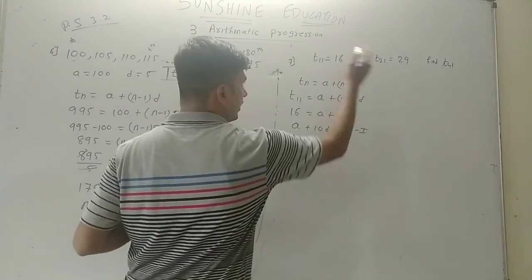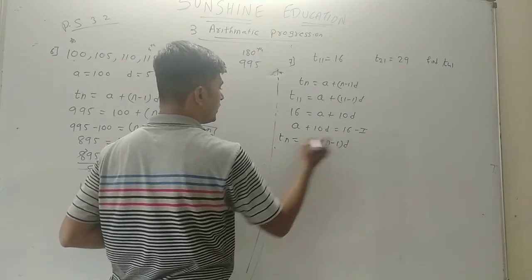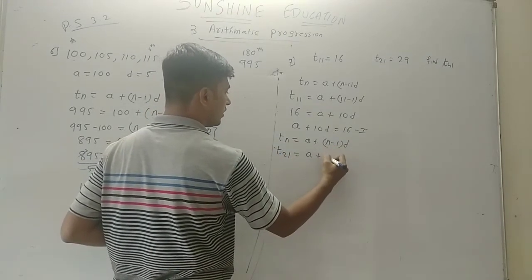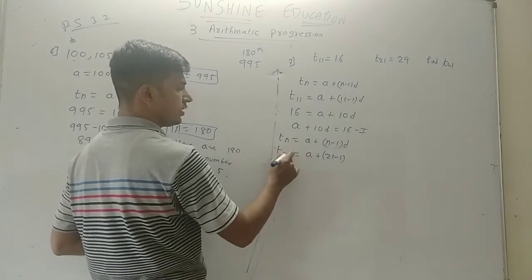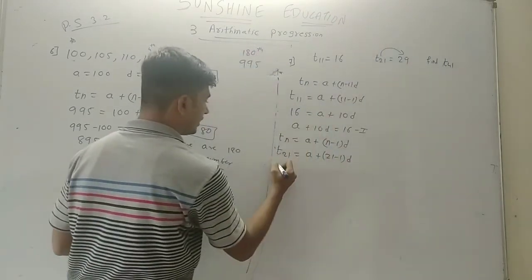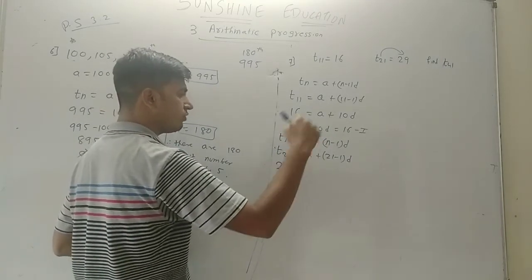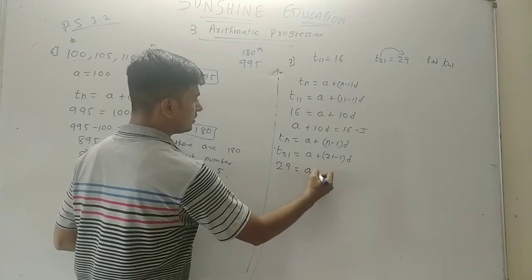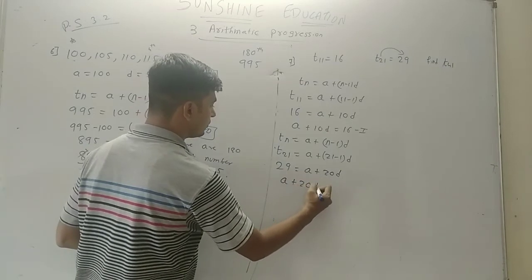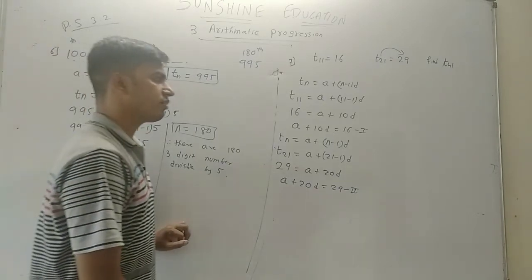Okay, now we have the value of T21. So again, using the formula Tn is equal to a plus n minus 1 into d, we have the value of T21. So using T21, a plus 21 minus 1 into d. What is the value of T21? T21 is 29. The value of T means, if there is a sequence, the 21st term is 29. A as it is, 21 minus 1 is 20d. Writing it properly in equation form: a plus 20d is equal to 29, equation number 2.